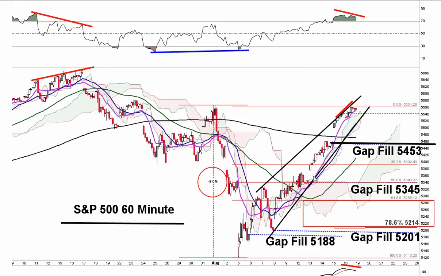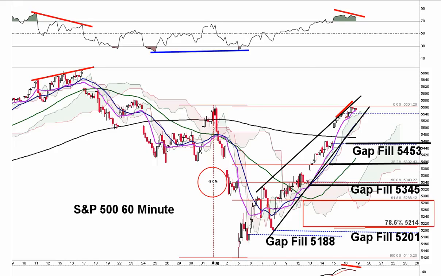Right here, we have the gap fill at 54.53. You've had a series of gap and goes, gap and go, gap and go, and down here, gap and go. And here we have this first gap right directly below, this gap at 54.53, okay? And then we have the 50 period below that, the 38.2 Fibonacci retracement near the 50 period.